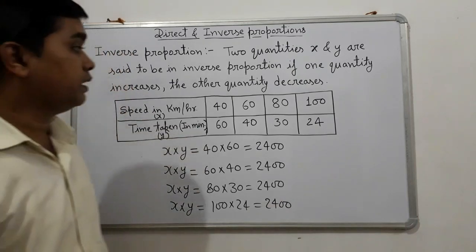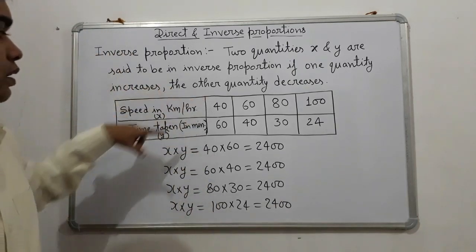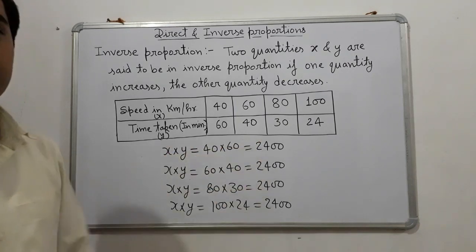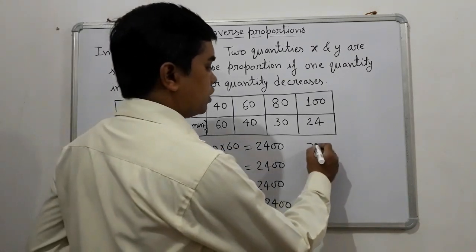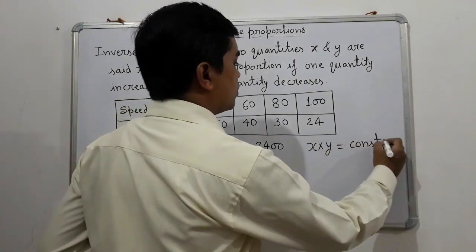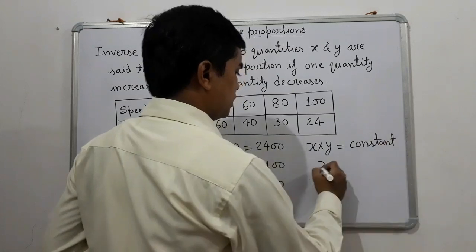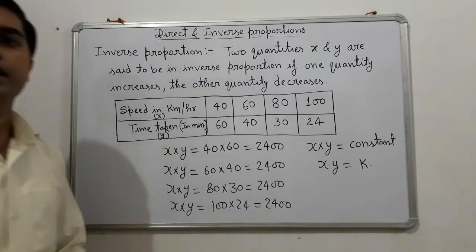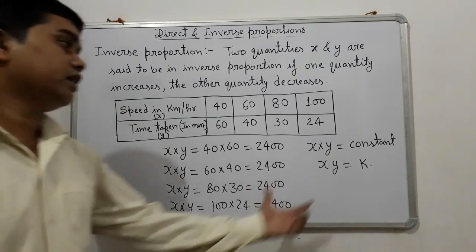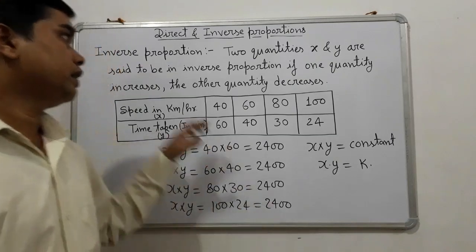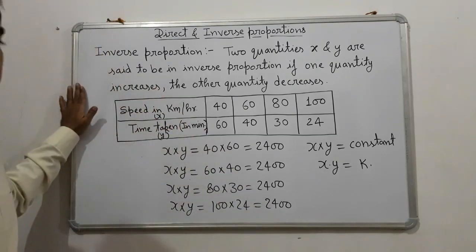So what we are seeing here? Here we are seeing the product of x and y is constant. Okay, so product of x and y is constant. So it means we can write here xy is equal to k. So if you are getting this relation, means xy is equal to constant, then there will be inverse proportion.